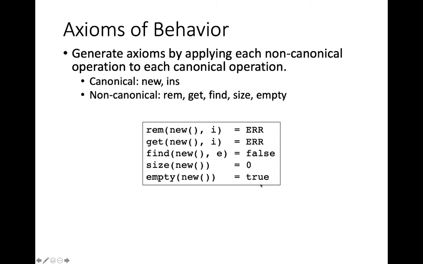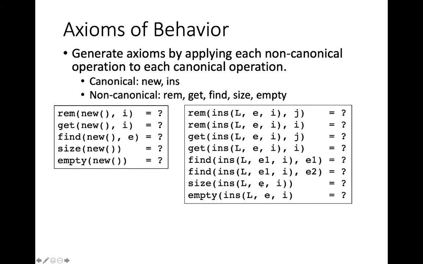The other set of things are a little bit more interesting. Remember, here we assume we have a list L, and now we are inserting into that list L some element E at some position I. That is the form of the insertion command, one of the canonical operations I can do on a list. Now I'm going to apply the non-canonical operations on the result of the canonical operation. You'll see I did it twice for remove: once where J doesn't equal I, and once where J does equal I.